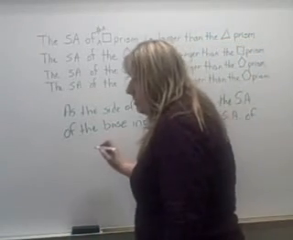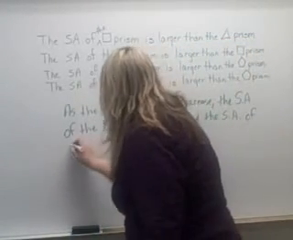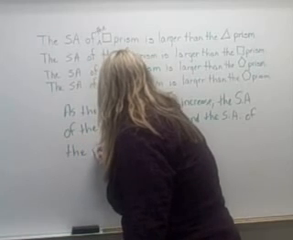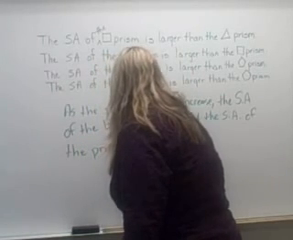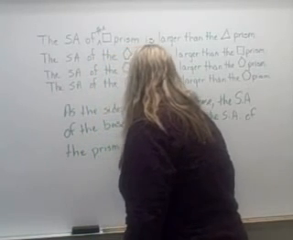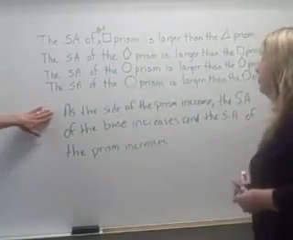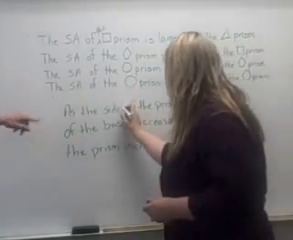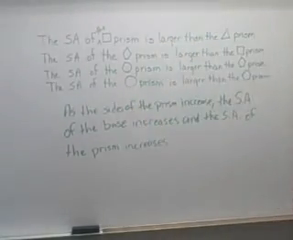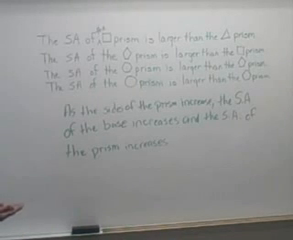Should we say prism since they're not all cylinders? Right. And the surface area of the prism increases. So let's read that again. As the sides of the prism increase, the surface area of the base increases, and the surface area of the entire prism increases.